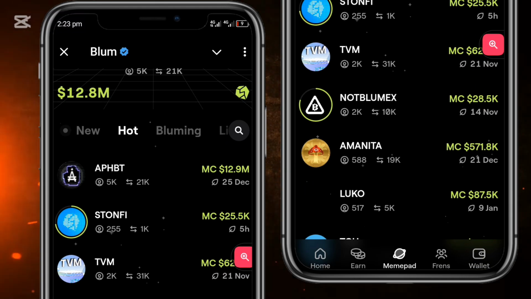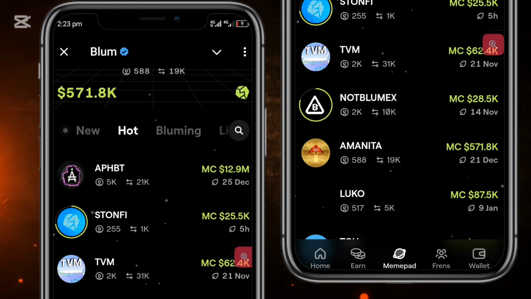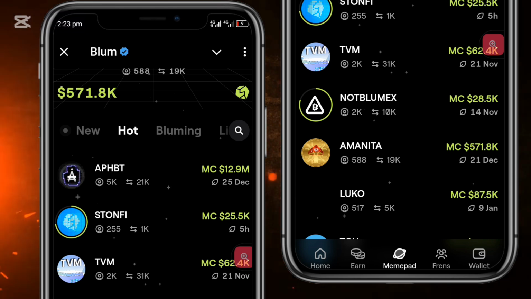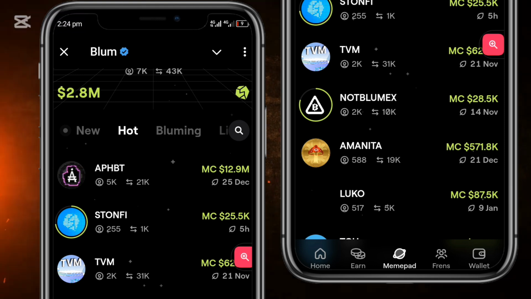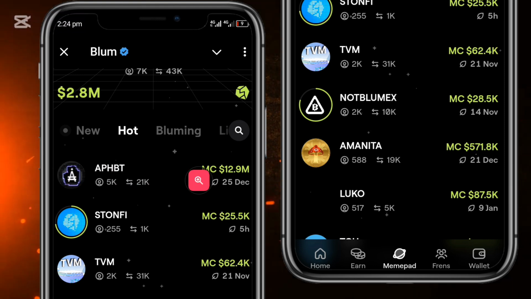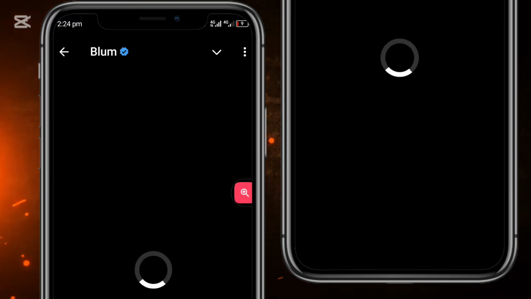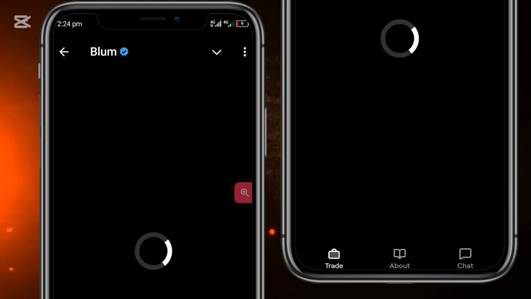Now, there's something you need to understand. Before you start trading any coin, or before you choose any coin to trade on the Blum Memepad, the first thing you need to look out for is the number of holders on that particular meme coin, and then the number of transactions that has taken place on that coin. Let me use this first token right here so that I can explain something. Let's open this particular meme coin, and then I'll explain all you need to know regarding trading on the Blum Memepad.